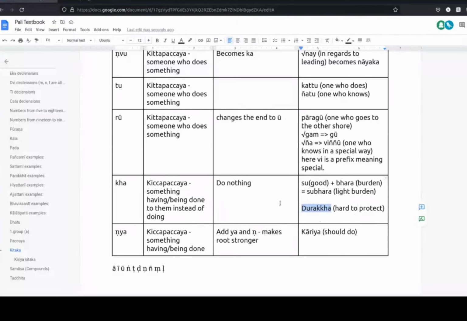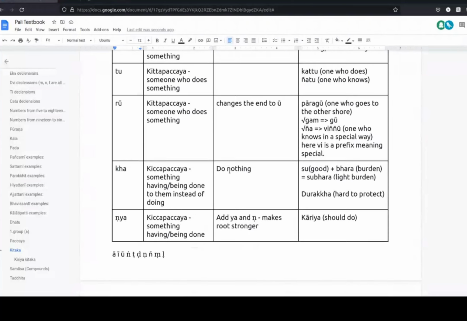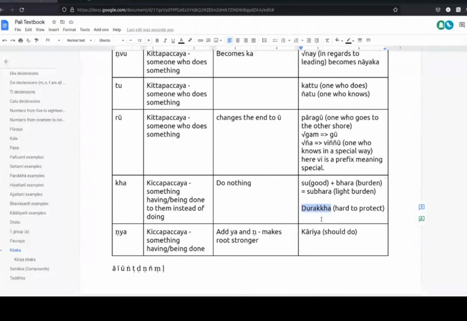It's because, so, it's more like you look at this word and you know that it's using this suffix and not this suffix because you know that this is passive. It's a thing being protected, a thing that is hard to protect.